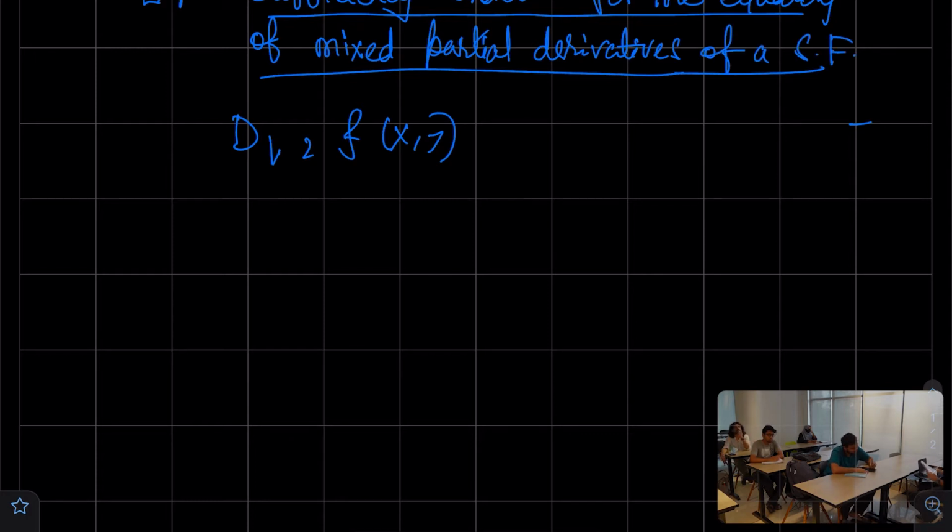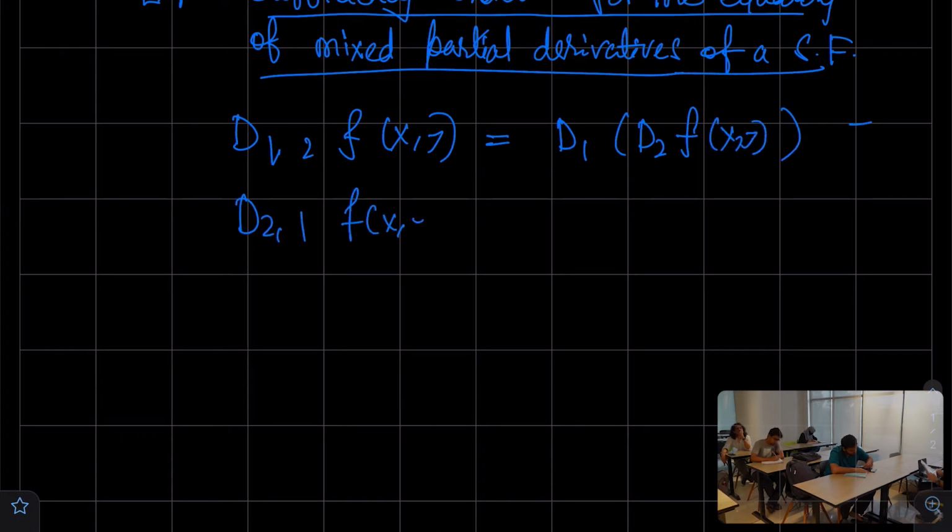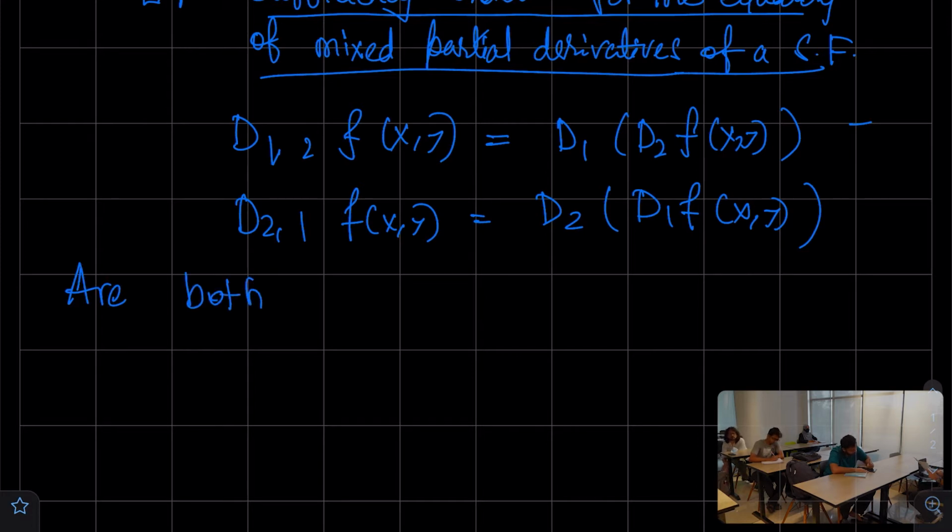A specific case, why one needs to care about sufficiency conditions for the equality of mixed partial derivatives. Mixed partial derivatives are something like this: d1, d2 of a scalar field. Let's say f is a scalar field, then this is d1, d2 of f, and d21 of f means we have d2, d1 of f. So the question is, are both the expressions equal?